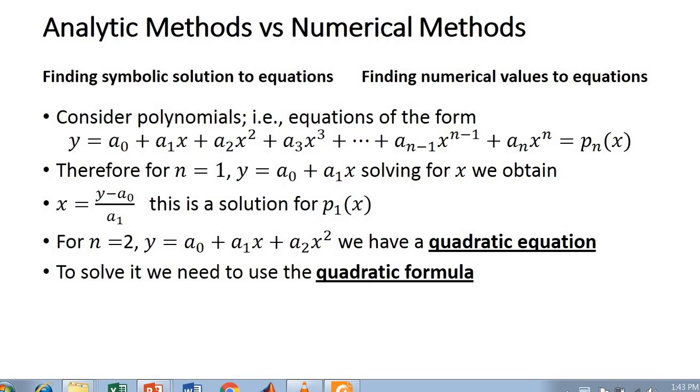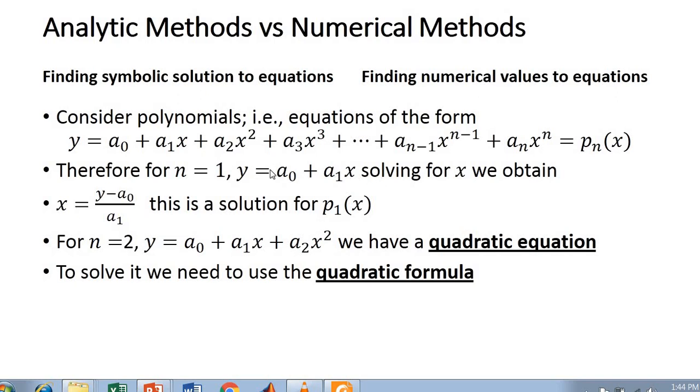So if you consider a general equation of a polynomial, which is y equals a0 plus a1 x to the power 1, plus a2 x to the power 2, plus a3 x to the power 3, up until an x to the power n. This is a polynomial of degree n. So if n is equal to 1, you have got an equation of a line, which can be analytically solved by making x the subject of the formula.